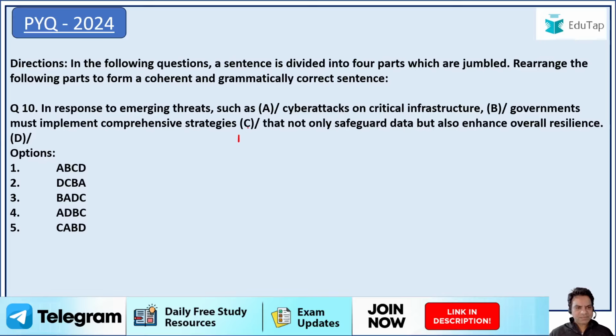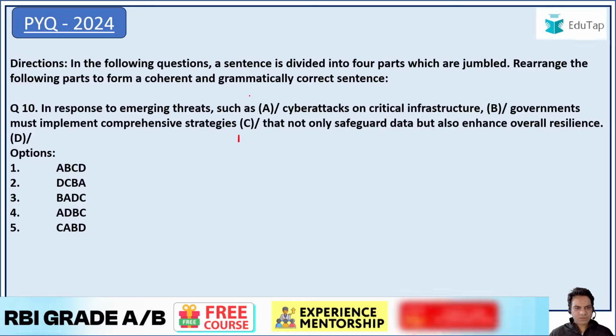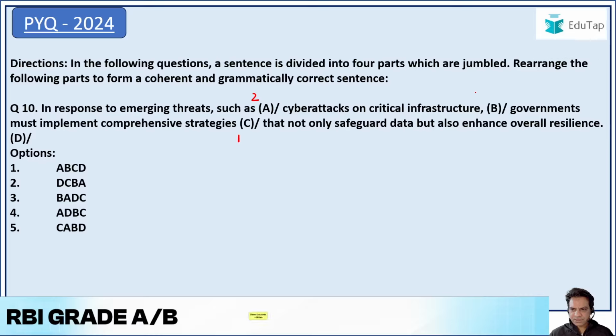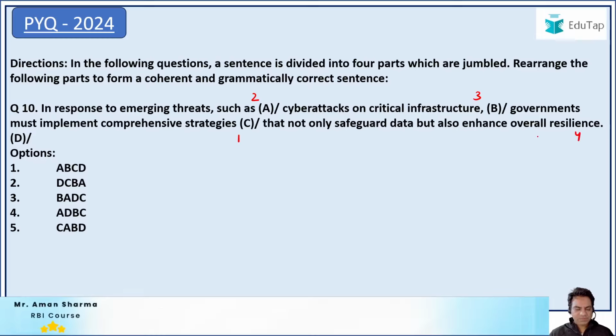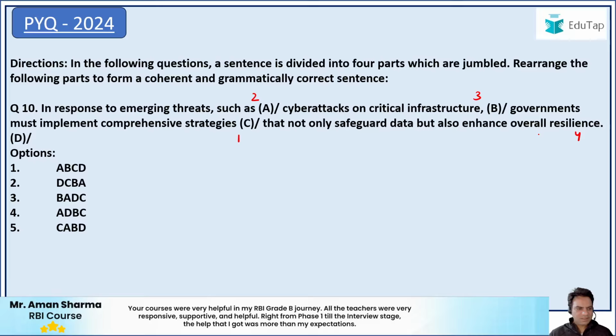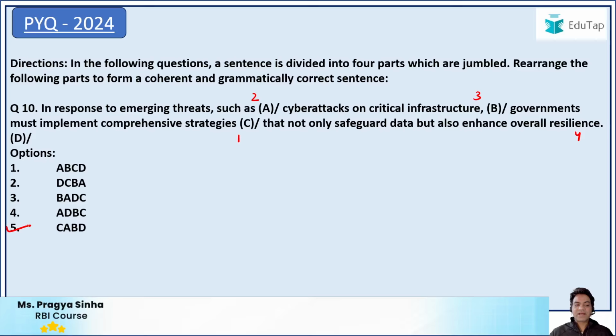So, governments must implement comprehensive strategies in response to emerging threats such as cyber attacks on critical infrastructure that not only safeguard data but also enhance overall resilience. So yes, it should be CABD. Option 5 is your correct answer. So why can't it be ABCD?